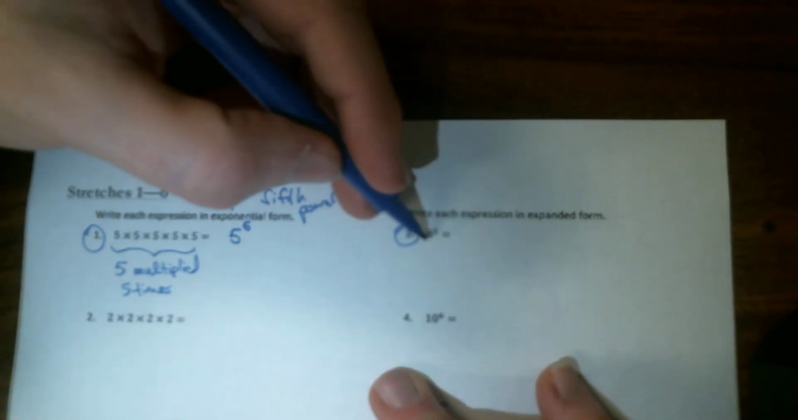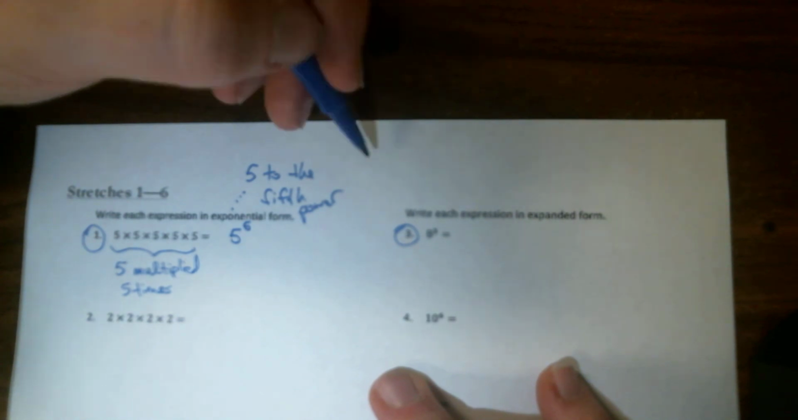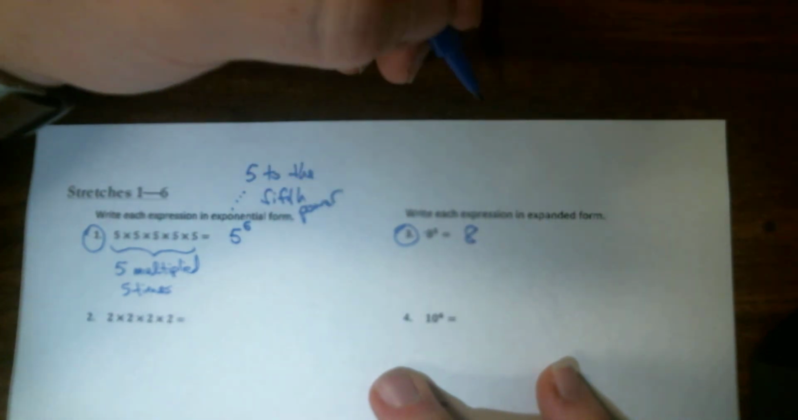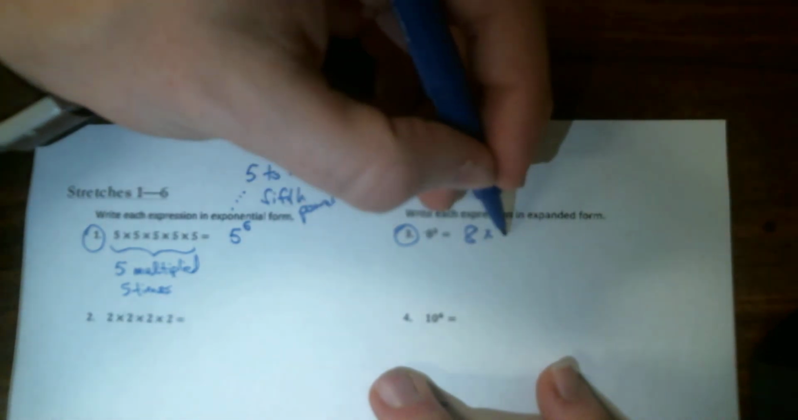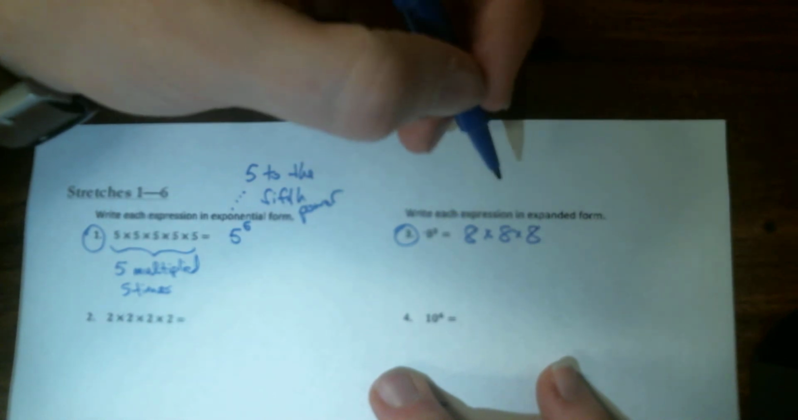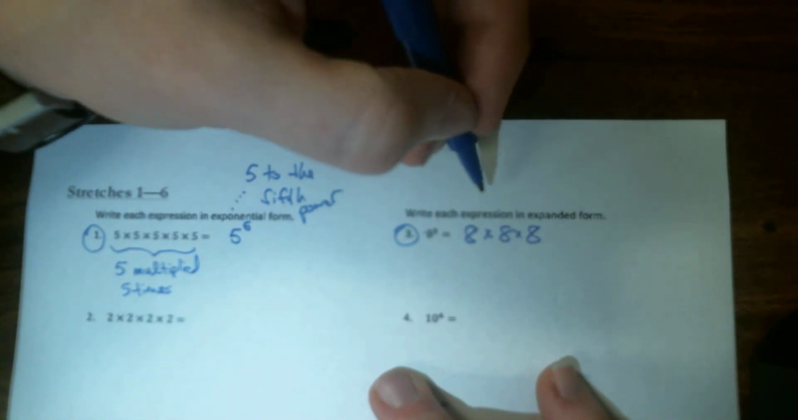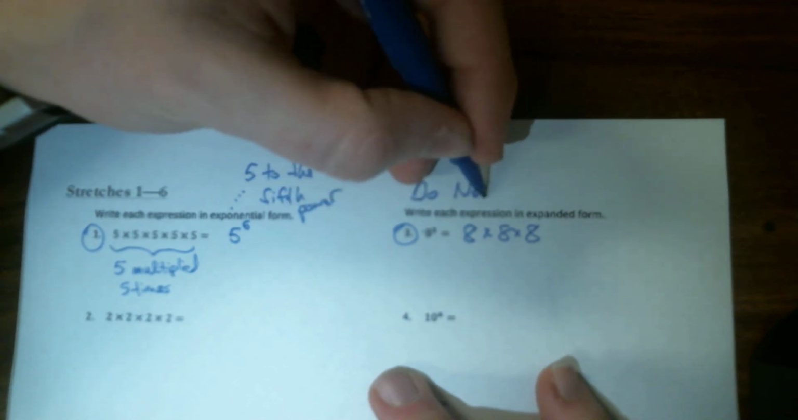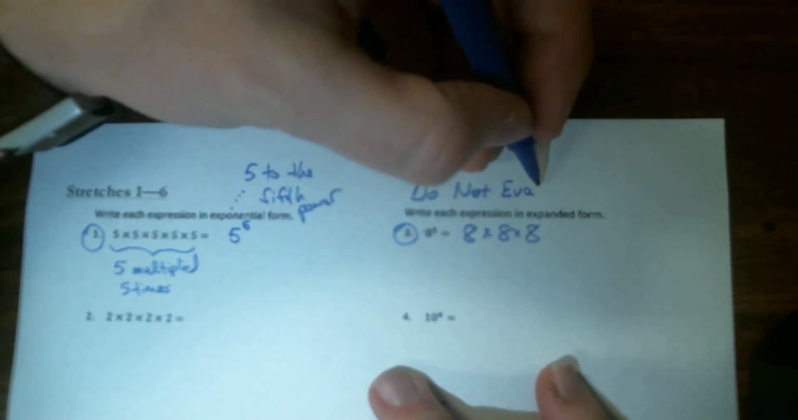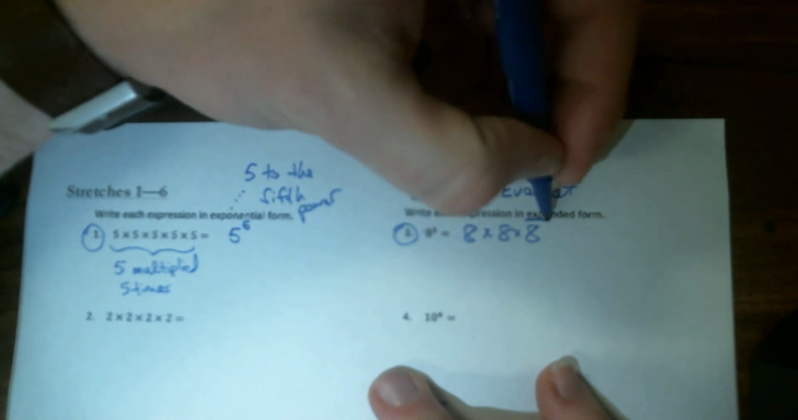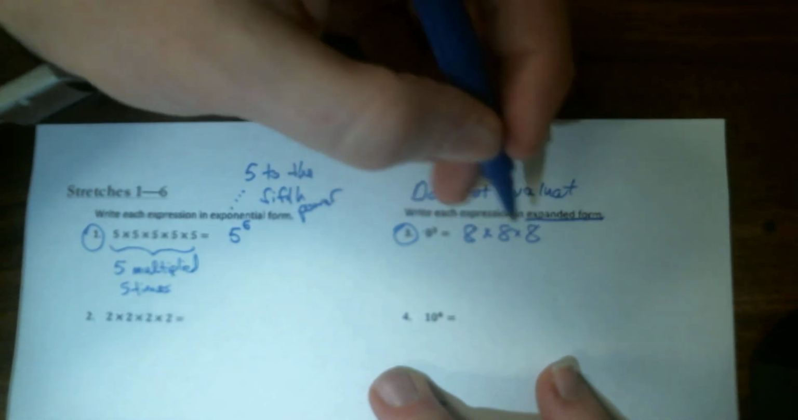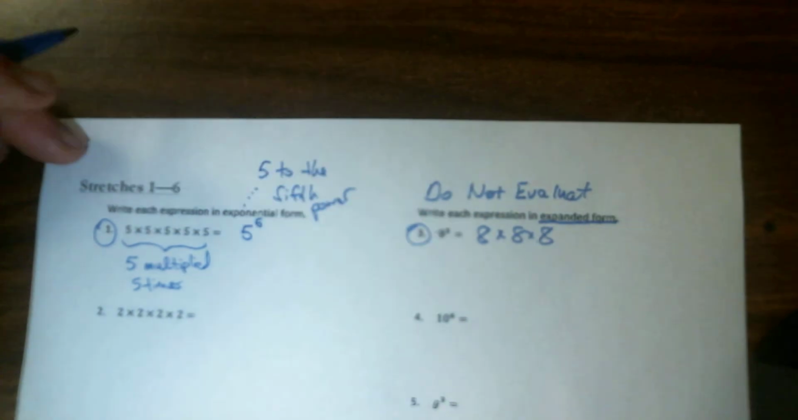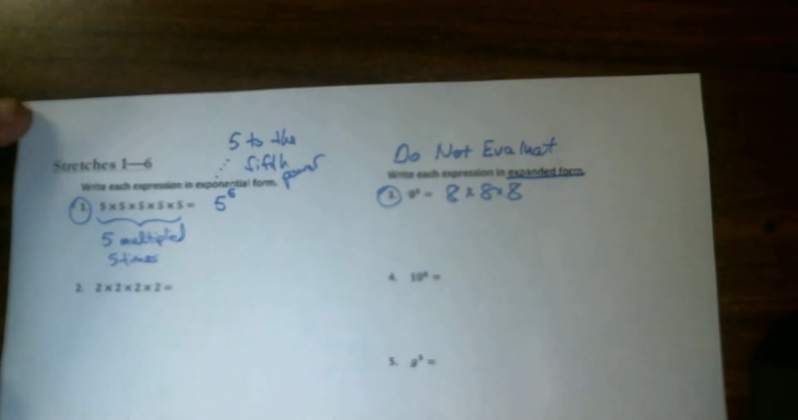Let's try 3 together. 8 to the 3rd power. Well, the 8 is the number that should be my base. 8 times itself 3 times. Now, this does not say evaluate. That means you don't have to find the answer here. All you have to do is give it to me in expanded form, just like we've done here. The 3 told us we need 3 8s. All right, try 2, 4, and 5 now on your own.